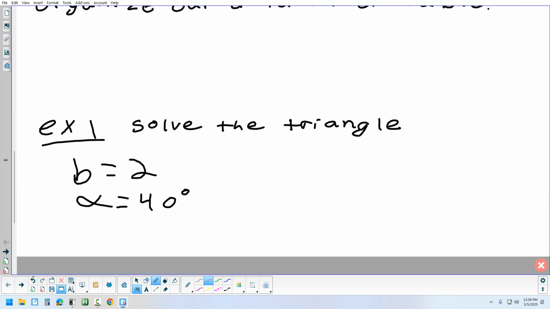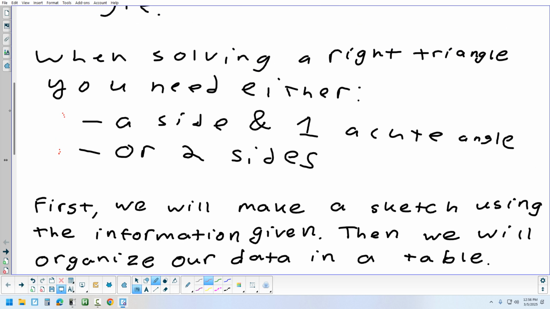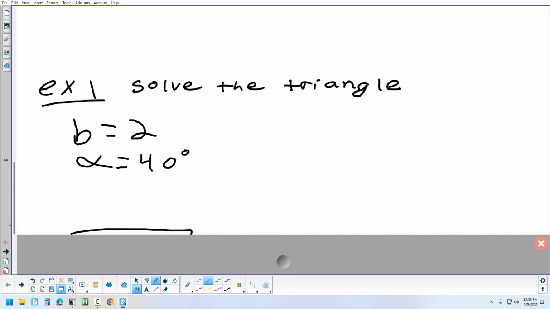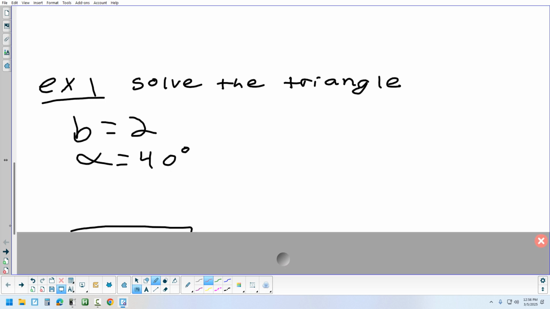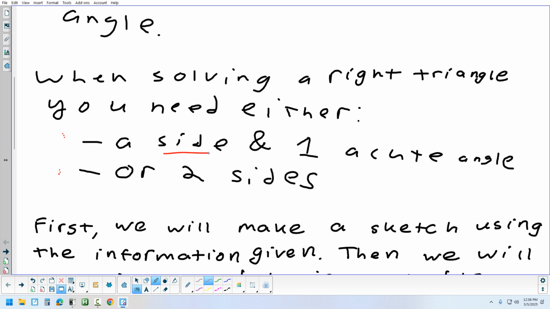All right, so let's see if we can solve this one. It says solve the triangle. B is 2, alpha is 40. Which case is that? We know a side and an angle, so it's going to be this first case.